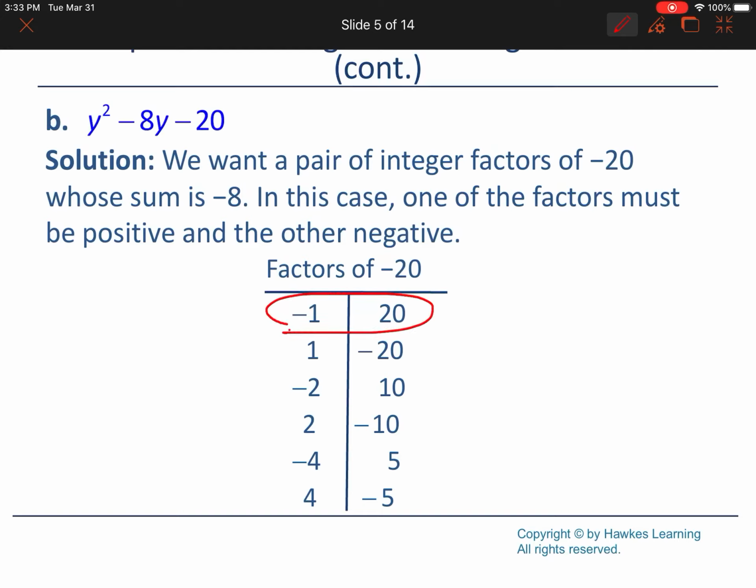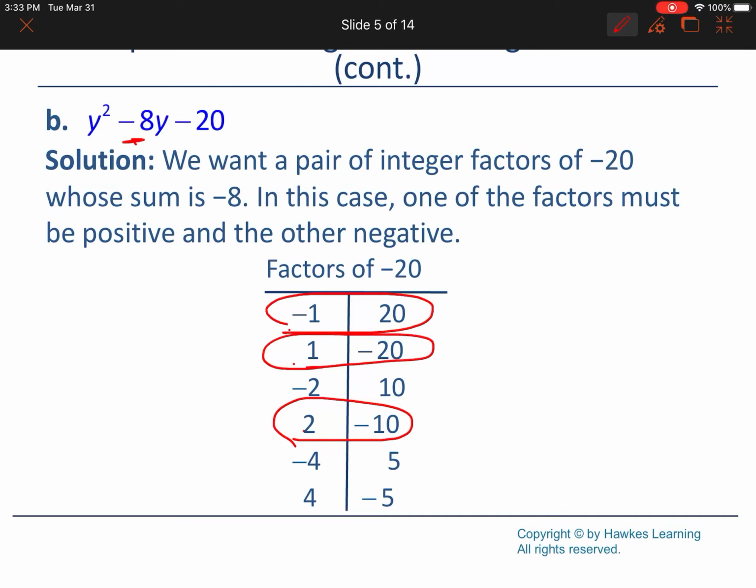We have 1 and 20, and we could have the 1 negative and the 20 positive, right? But if we added these together, that would add up to positive 19, right? And these two, 1 and negative 20, well, that would add up to negative 19. We're looking for negative 8, right? So negative 2 and 10, that adds up to positive 8, so we're close. 2 and negative 10, that adds up to negative 8.